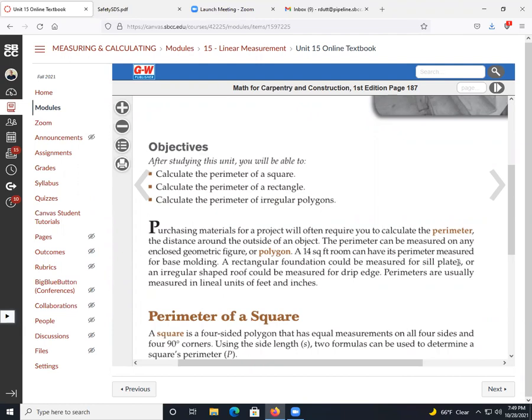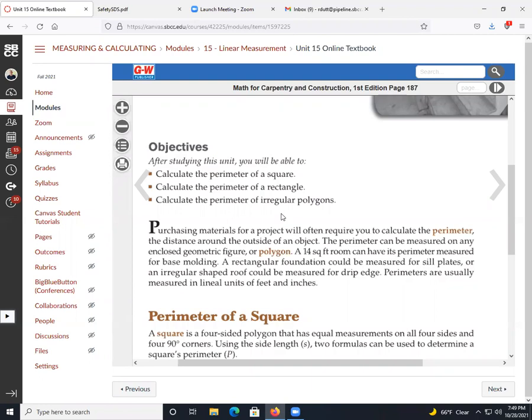Purchasing materials for a project will often require you to calculate the perimeter. We just talked about that. I gave you an illustration about the times 3 on the plates for a perimeter of walls, and the counting of the studs at 1 foot per stud. So calculating the perimeter of buildings and structures is very important. So you need to know how to do that. It's not hard at all.